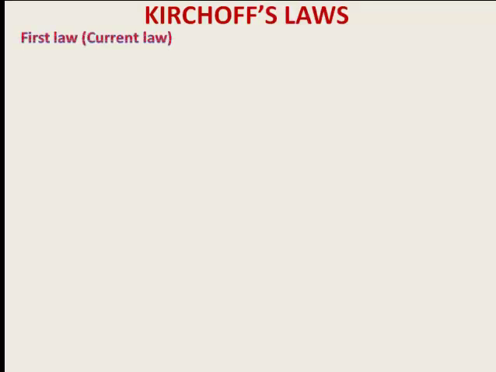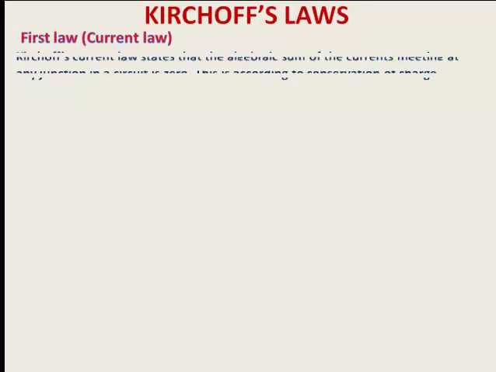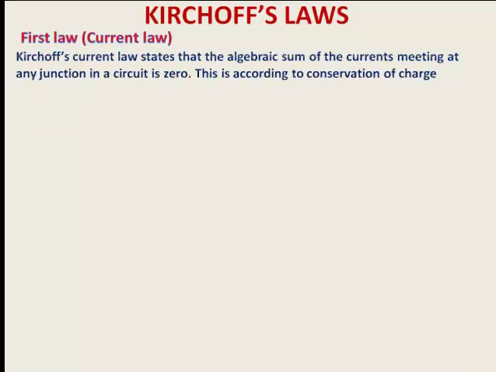The first law is called the current law. The current law is based on the conservation of charge. The basis of this is that charge can neither be created nor destroyed. So Kirchhoff's law states that the algebraic sum of the currents meeting at any junction in a circuit is zero, and this is according to conservation of charge.